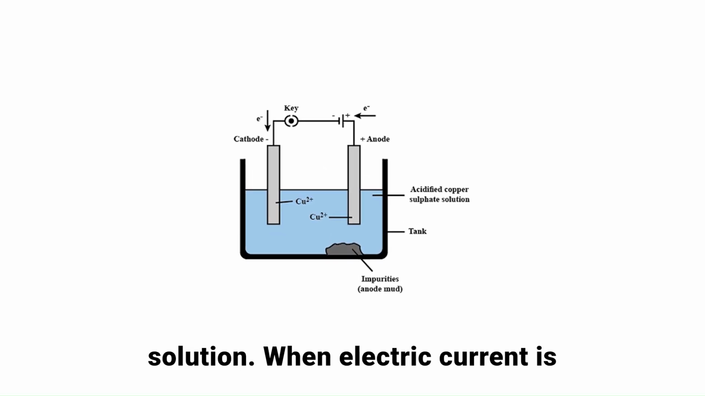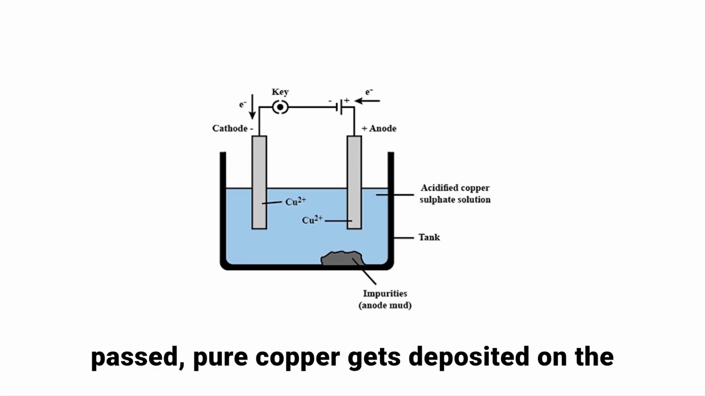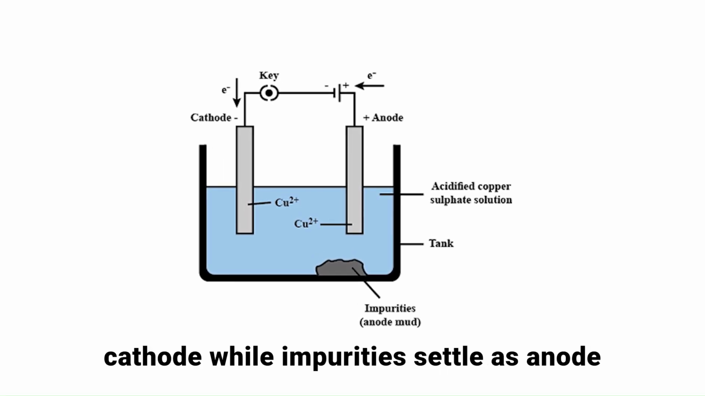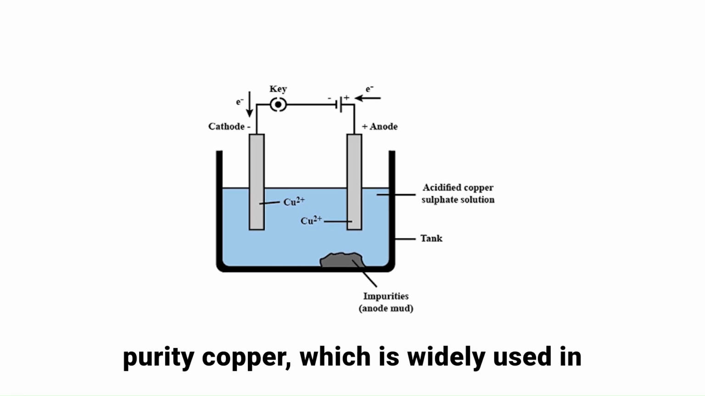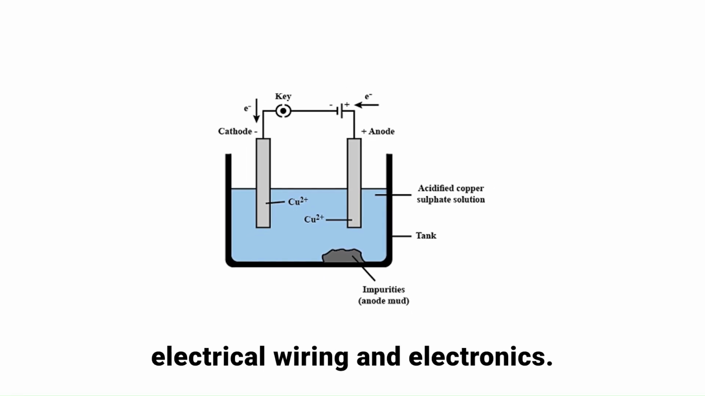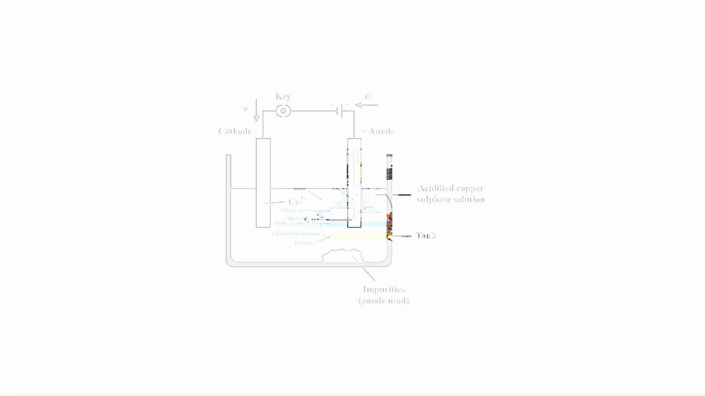When electric current is passed, pure copper gets deposited on the cathode, while impurities settle as anode mud. This process ensures high purity copper, which is widely used in electrical wiring and electronics.